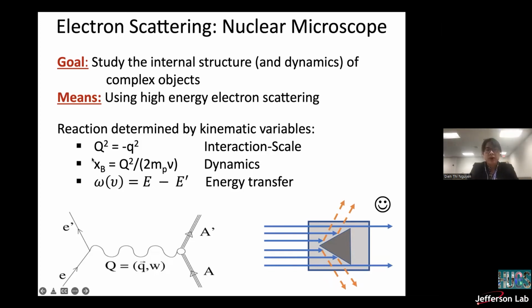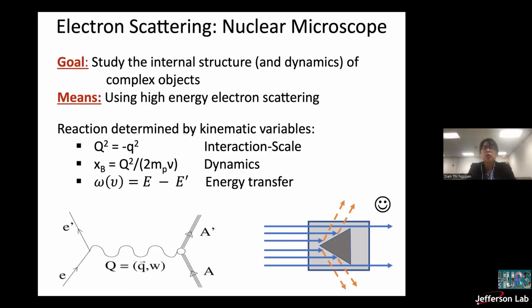And another variable is x_B. It can be calculated as Q squared divided by 2 M_p nu. I have an inconsistency in my notation here. The nu here is the energy transfer. Nu is the same as the omega here. They are both the energy transfer. This energy transfer is the difference between the incoming electron energy and the outgoing electron energy. So that is omega or nu here, the energy transfer.